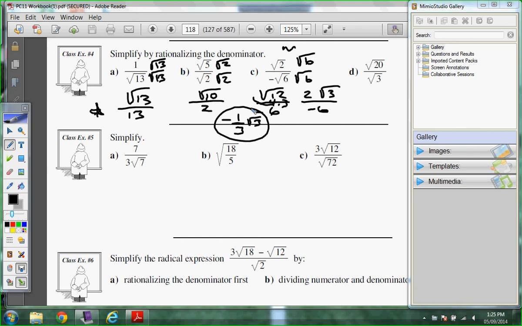All right, this one here, root 3. It's going to get you root 60 on top. It's going to get you just a 3 on bottom. Then we're going to see, can I get 60 any lower? So anything that goes into 60 is a perfect square: 15 times 4. 4 comes out as a 2. 2 root 15 over 3. Can't reduce anymore, you're done. Okay, good.